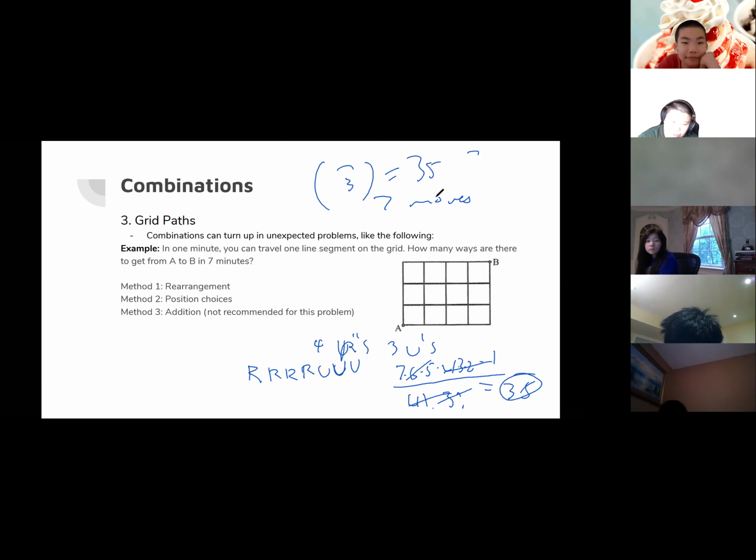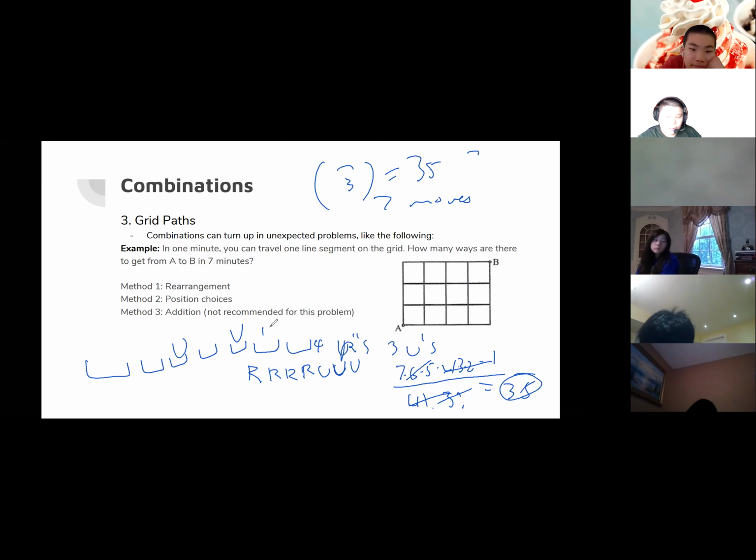If this is a bit confusing, then this is how you can think of it. You have 7 minutes, right? So we want to choose 3 of these minutes to move up. So let's say we choose this one, and this one. There are 7 choose 3 possibilities of choosing the minutes that we go up. The other ones we automatically fill in with R's, and this is how we get a working path.